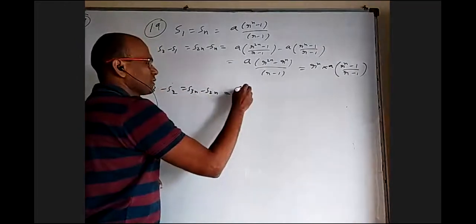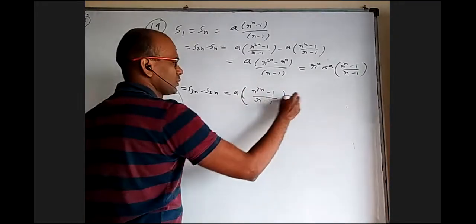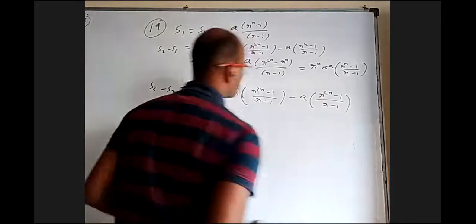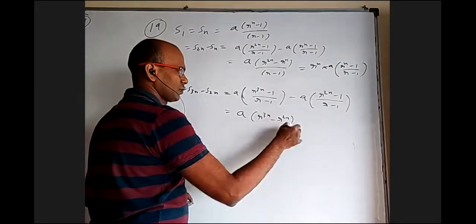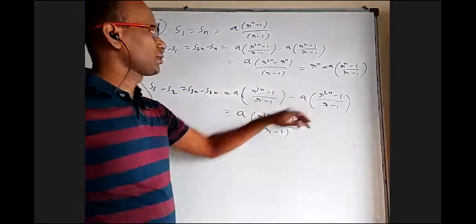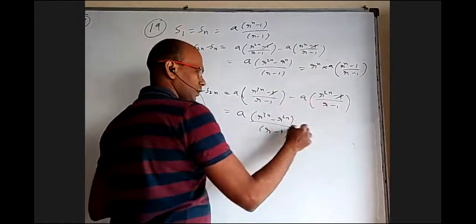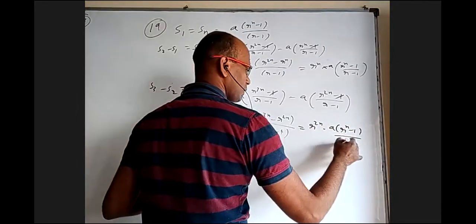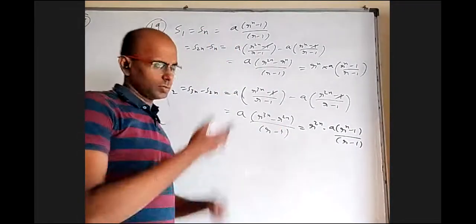Almost a similar thing will come here. S3n minus S2n: this is a into (r power 3n minus 1) by (r minus 1), and this is a into (r power 2n minus 1) by (r minus 1). That is a into (r power 3n minus r power 2n) by (r minus 1). The minus 1 will cancel basically. The denominator is the same. If I take r power 2n common, it is a into (r power n minus 1) by (r minus 1). Okay, so I think this method is also easy.